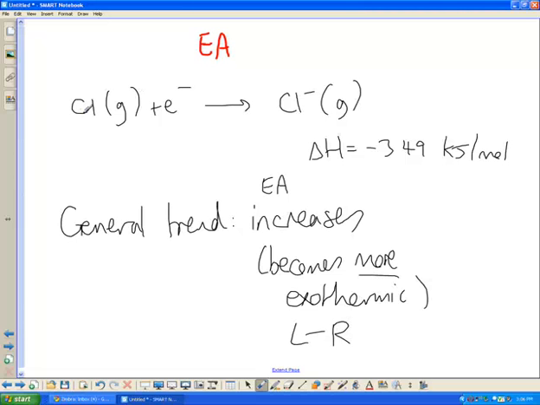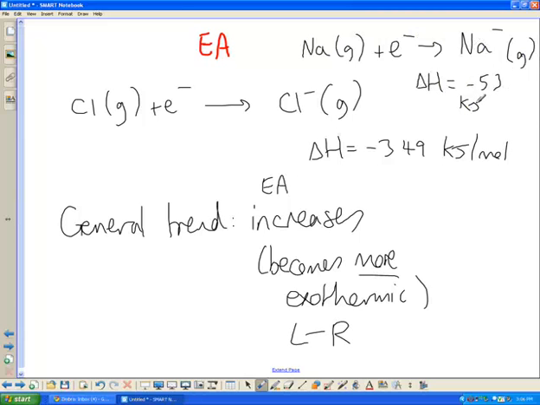So, for example, chlorine plus an electron going to chloride is much more likely than sodium plus an electron going to sodium minus. Although this can actually occur, it has a much lower, much less exothermic value associated with it. Meaning, for chlorine it's much more likely than for sodium. That's for chlorine, that's for sodium. So as we said, it increases, becomes more exothermic going left to right.